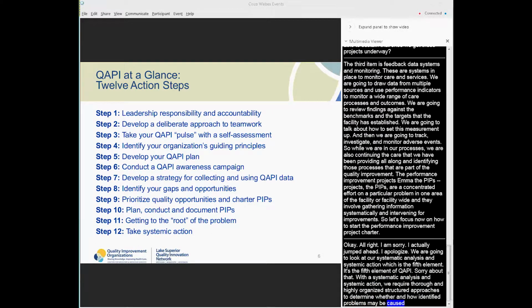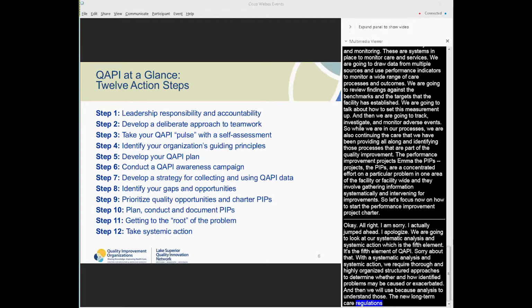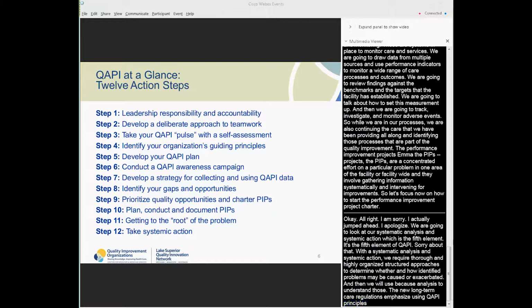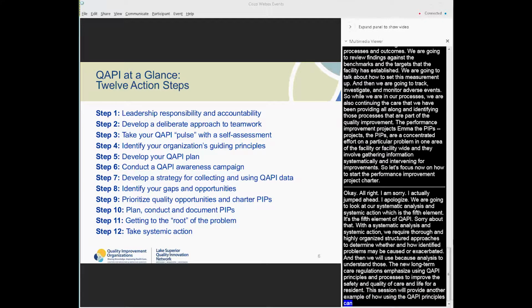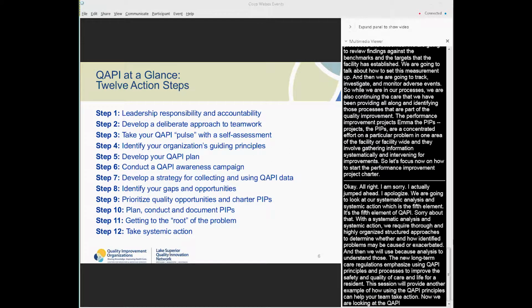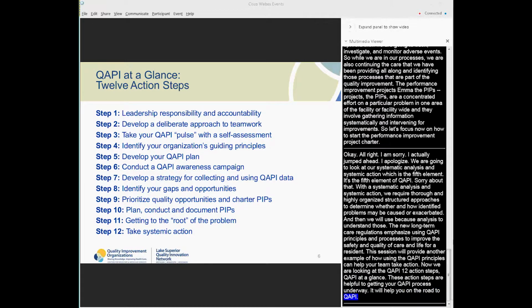The new long-term care regulations emphasize using QAPI principles and processes to improve the safety and quality of care and life for residents. So this session will provide another example of how using the QAPI principles can help your team take action. Now we're looking at the QAPI 12 action steps, so QAPI at a glance. These action steps are helpful to getting your QAPI process underway. They will help you on the road to implementing QAPI, and you needn't engage in these steps in order. They do work in conjunction with each other, so you may find those steps happening simultaneously.